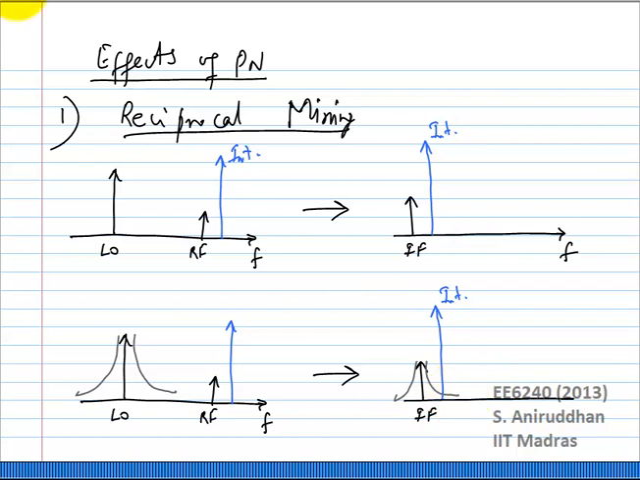More importantly, you're going to have sidebands around the interferer. If the dynamic range between the interferer and the desired RF signal is very large, in other words, maybe the interferer is 40-50 dB larger than your desired RF signal, what happens? The phase noise skirts around the interferer can completely drown out the desired RF signal. So this particular effect is called reciprocal mixing. Is that clear to everyone?